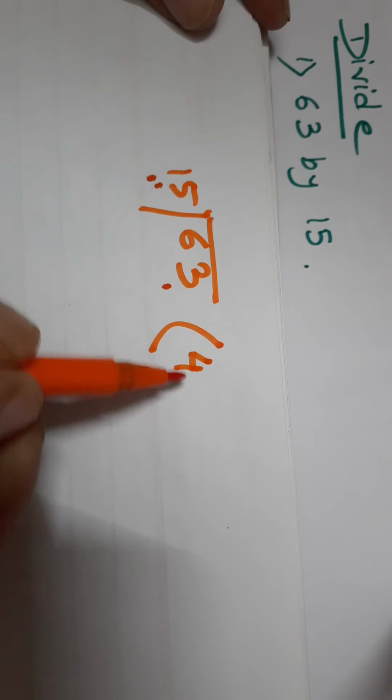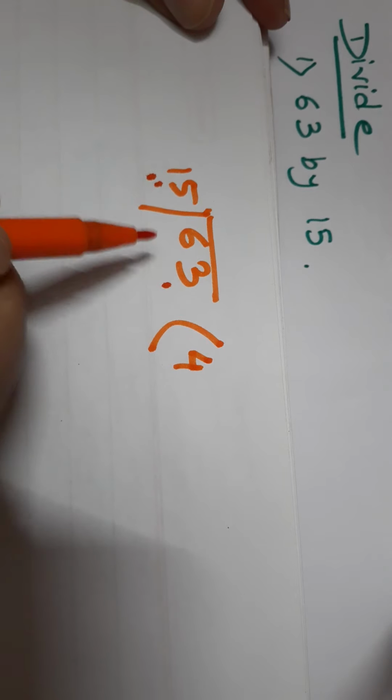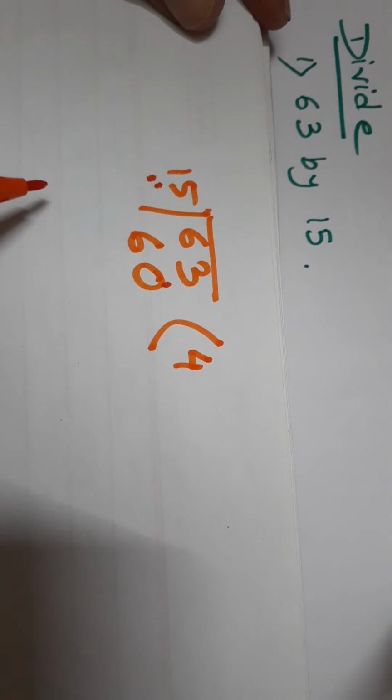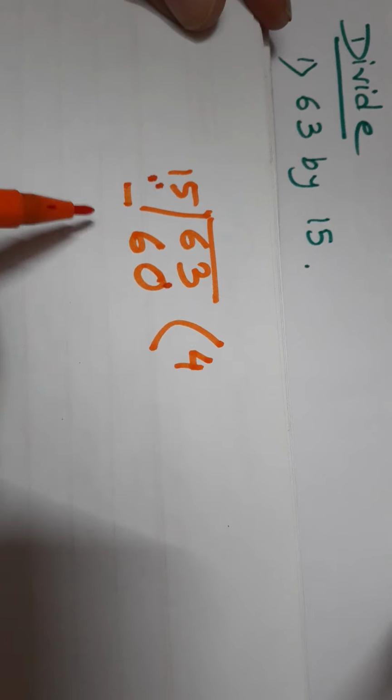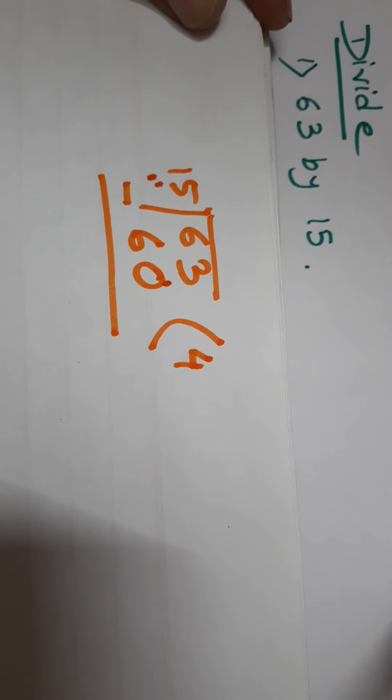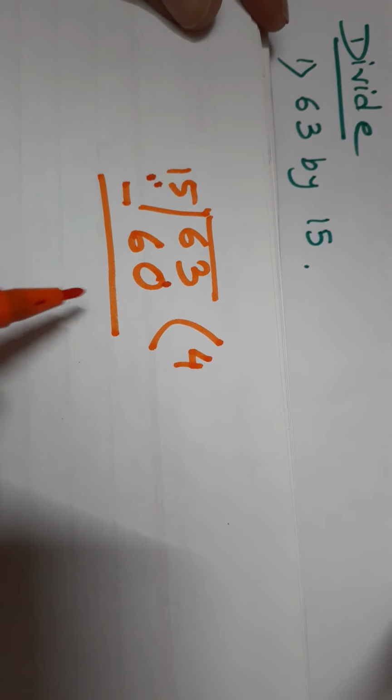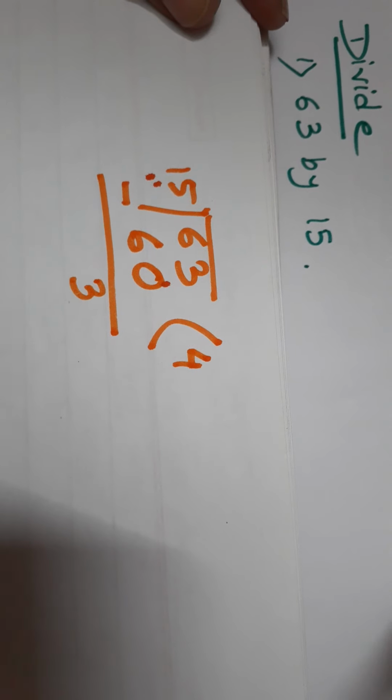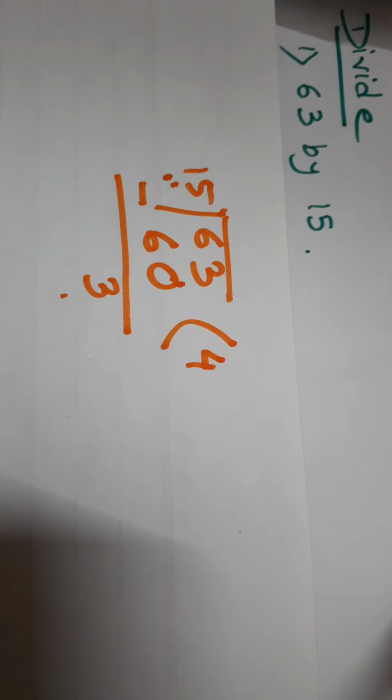So 4 15s are 60. Then we will subtract it just like the normal division, and we will get 3. Now students, we know that this is basically a remainder. If you are dividing this whole number, this is your remainder. So what will we do now?